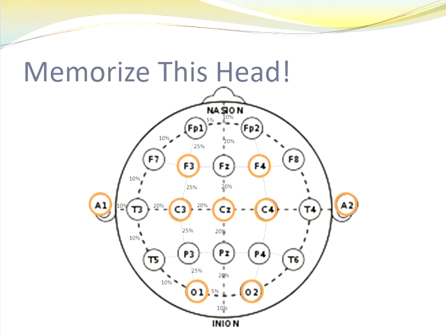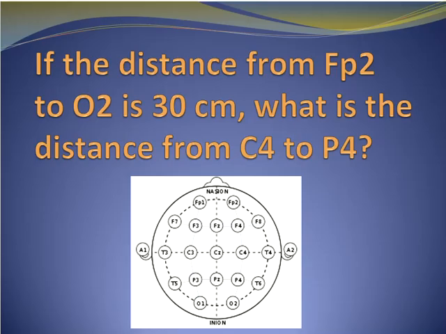Like I said, you're going to have a quiz on this head, maybe next week in lab, something like that. These are the types of questions that'll be on the quiz. You're not going to have a picture of the head. You're going to have to memorize the head. And the questions will be like this. If the distance from FP2 to O2 is 30 centimeters, what is the distance from C4 to P4? So again, FP2 to O2 is 30 centimeters, and there are 4 equal segments, so C4 to P4 is 25% of that. So 25% of 30 is 7.5 centimeters.